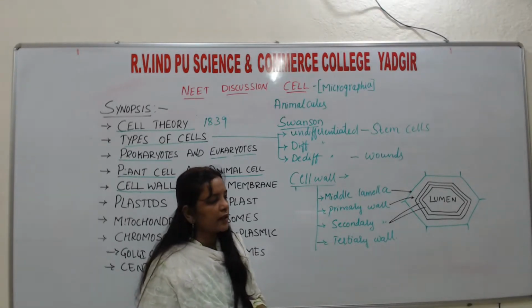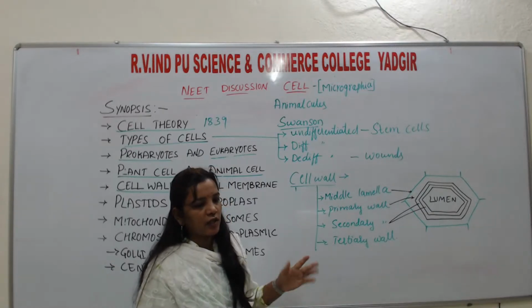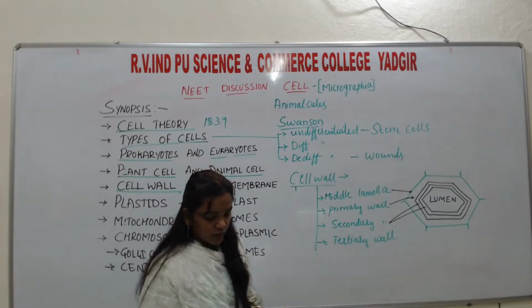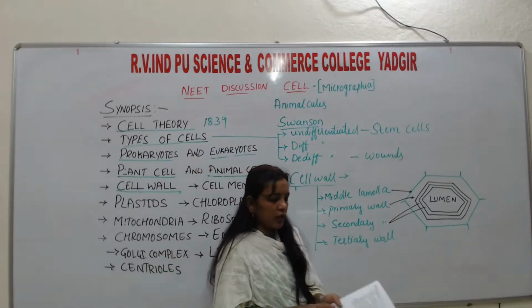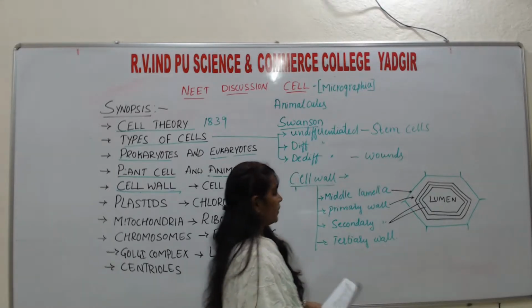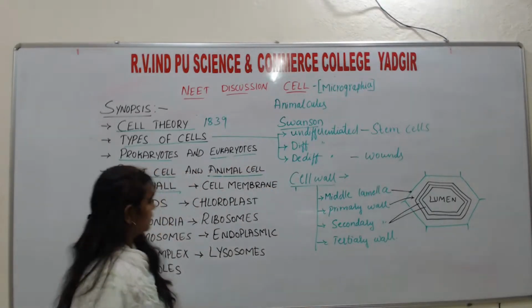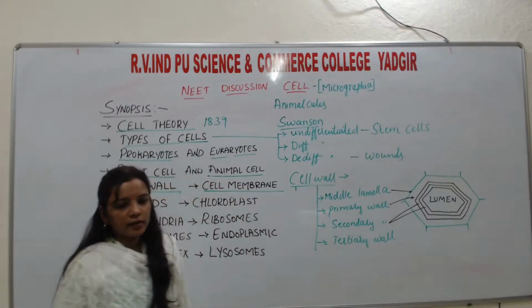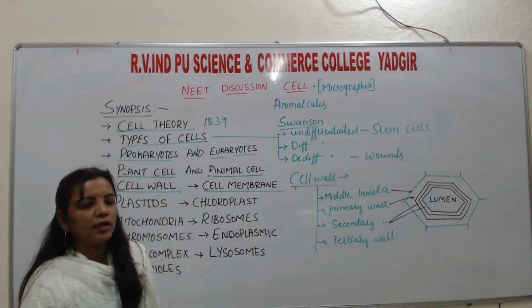So cell wall thickening also takes place, which we are not going to discuss here. Cell wall thickening we are not going to discuss. Coming to the next, after the cell wall, next is the cell membrane.